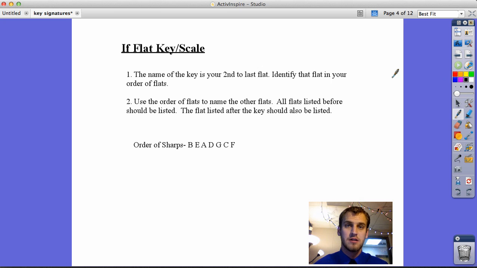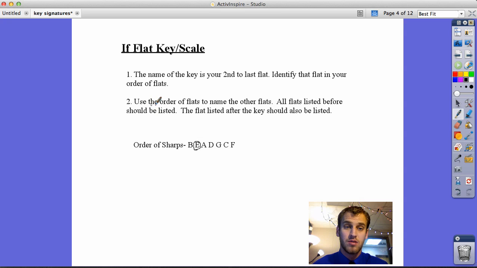When we were asked, is it a sharp or flat key, if we discover it is a flat key scale, the name of the key is our second to last flat, and then identify that flat in your order of flats. Our order of flats is B-E-A-D-G-C-F, which is the order of sharps backwards. If we know the name of the key is our second to last flat, we then know that E is our second to last flat.